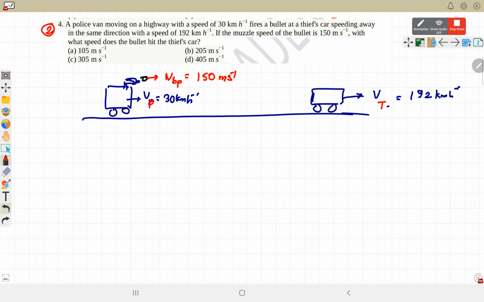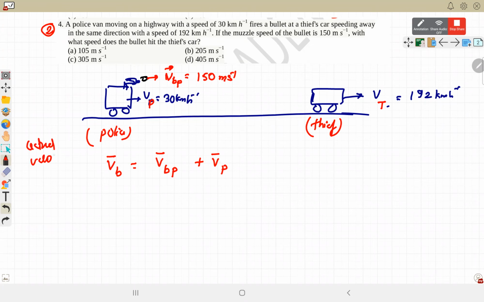So first we will find out what is the actual speed of the bullet, because the speed 150 meter per second is the speed with respect to that police van. So because they are moving in the same direction, velocity of bullet with respect to police van plus velocity of police. This is the actual velocity of bullet when seen from the ground. Velocity of bullet with respect to police is 150 and the velocity of police is 30 kilometer per hour. So we will change it into meter per second. This is the actual velocity of bullet.